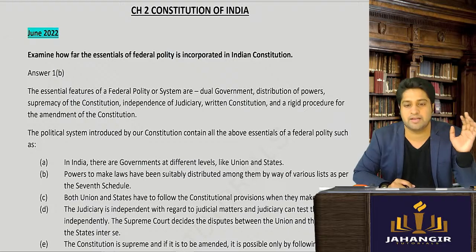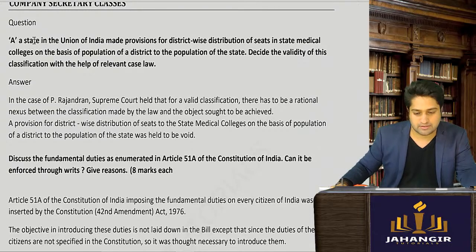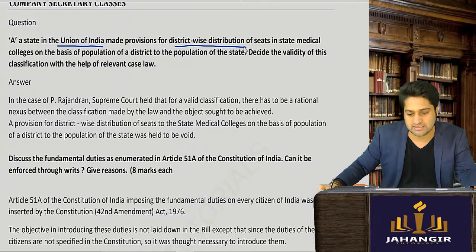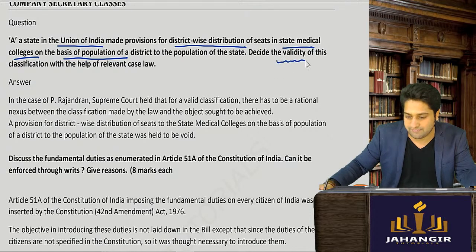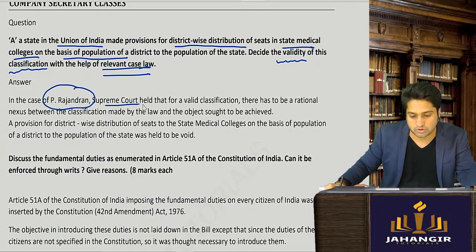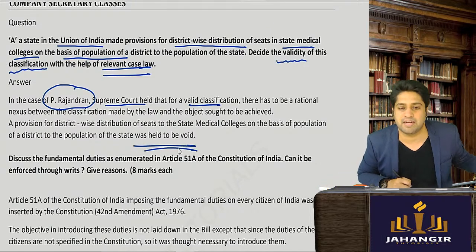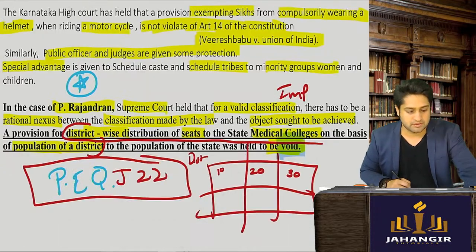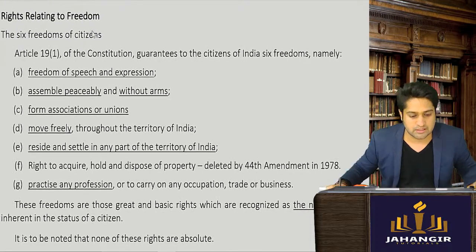This is of Constitution of India. I have the scanners of all the exams. Here they had asked that the state in the Union of India made a provision for district wise distribution of seats in medical colleges on the basis of population. Decide the validity of the classification with the help of a recent case law. As per Ranjandran, the Supreme Court held that a valid classification on basis of the population dividing the medical seats is void. Okay, now coming to the next article, that is your article number 19.